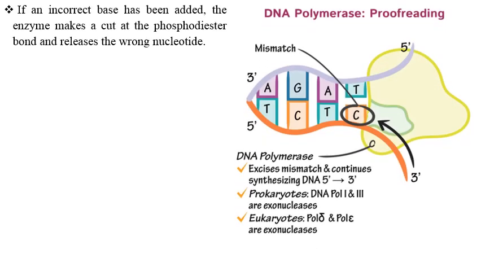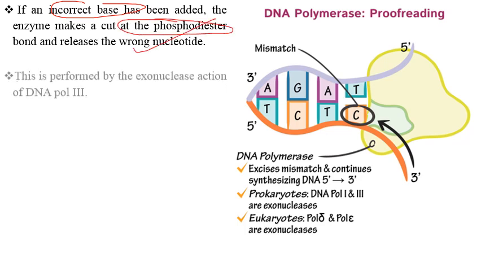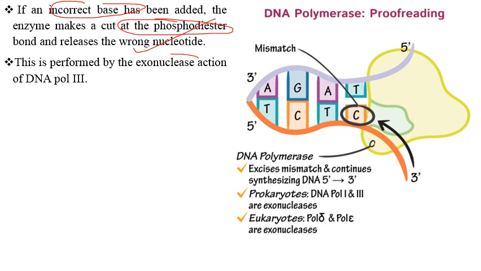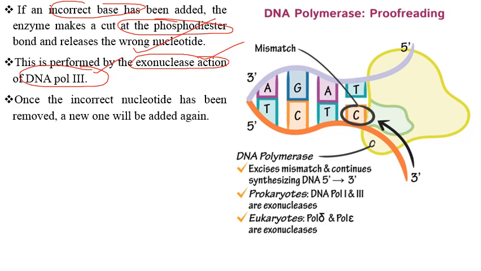Next, if an incorrect base has been added, the enzyme makes a cut at the phosphodiester bond and releases the wrong nucleotide. This is performed by exonuclease action, and it performs the exonuclease action of DNA polymerase 3. Once the incorrect nucleotide has been removed, a new one will be added again.